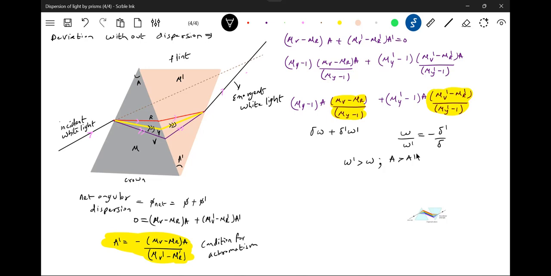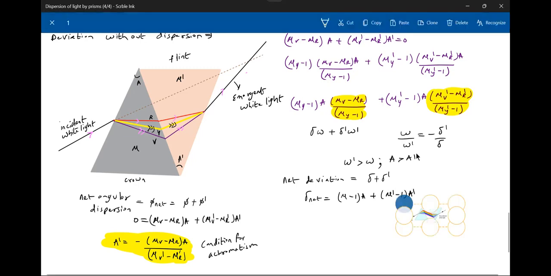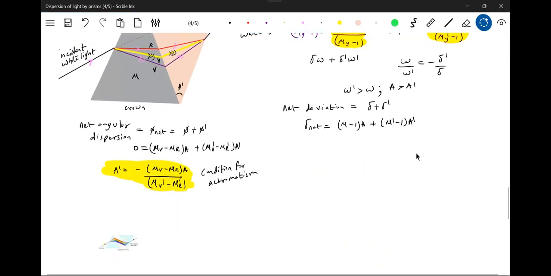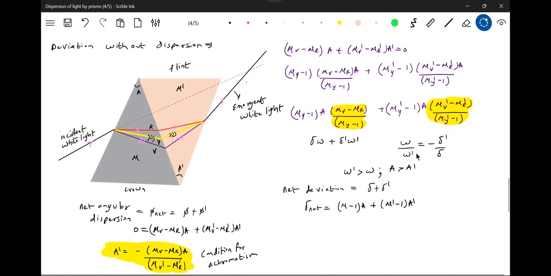After this we'll go for the net deviation. The net deviation delta net is given by mu minus 1 into A plus mu dash minus 1 into A dash. Later on I'll bring an image. Now you see this. Further we'll explore this equation.